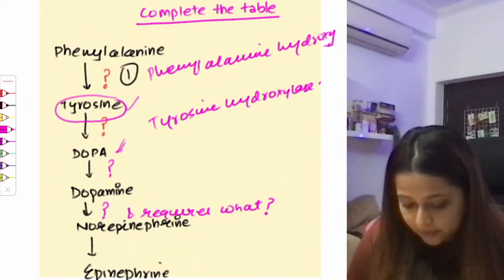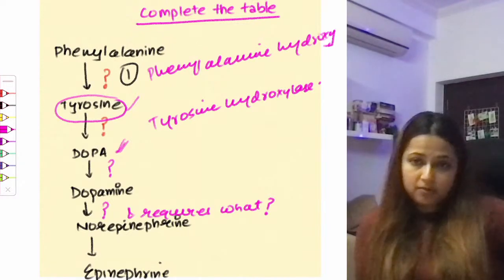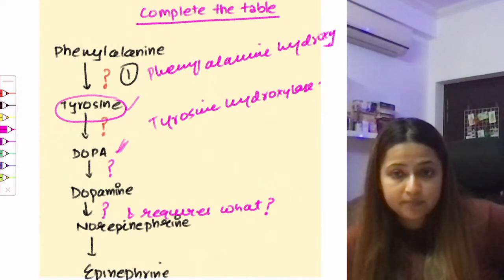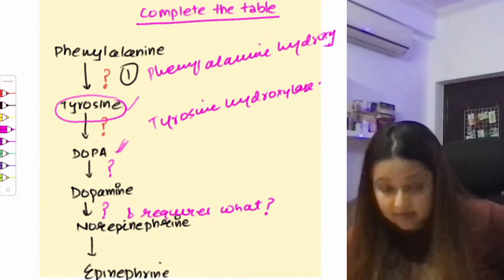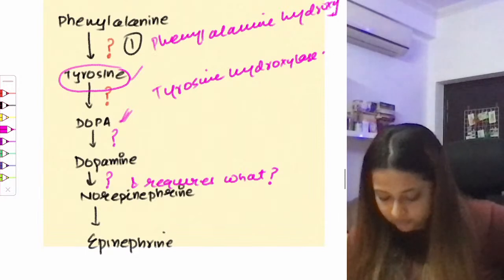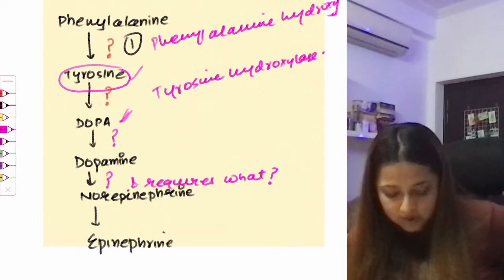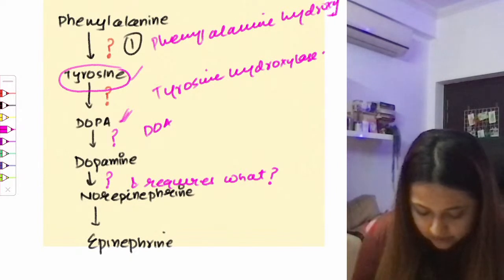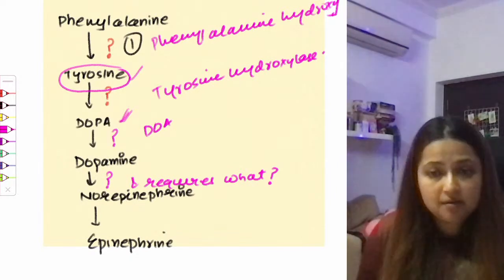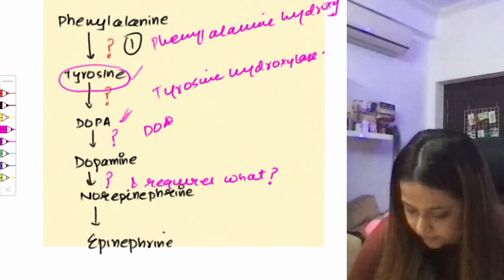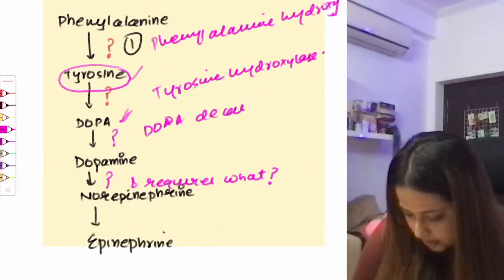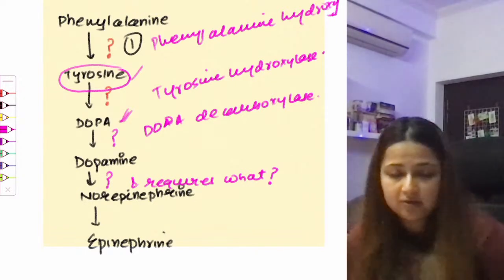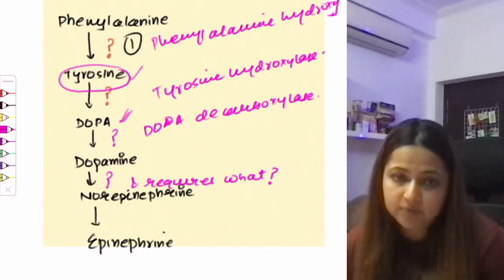And DOPA to dopamine. Which enzyme do you think would be converting DOPA to dopamine? What are your thoughts about it? Yes, Smriti and Sachi. Yes, Arjun. That is the right answer. The answer is DOPA decarboxylase. This is the enzyme that converts DOPA into dopamine.